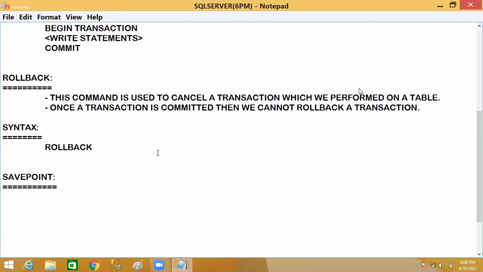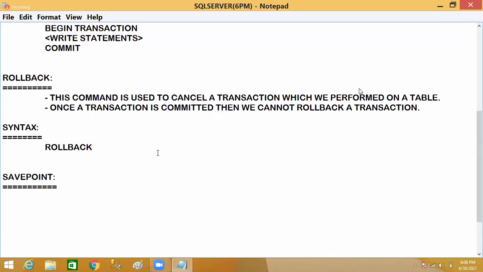Who wants to take the decision on your transaction? Maybe it will be saved or it may be cancelled. So that is completely handed over to the programmer or user, with the help of commit and rollback commands.